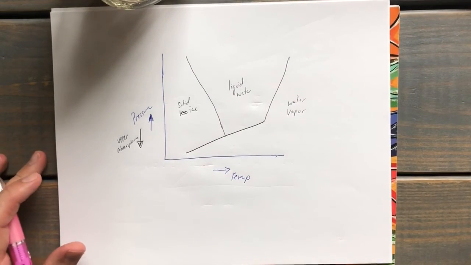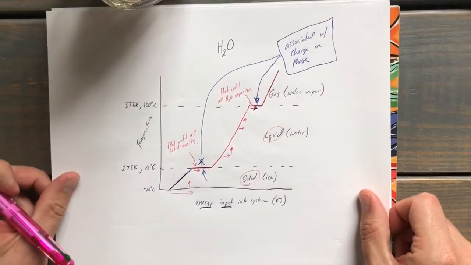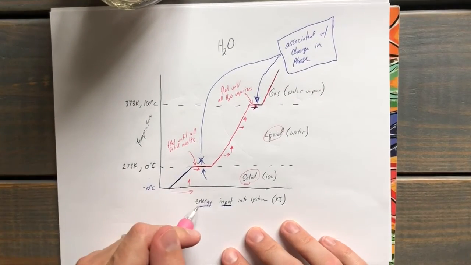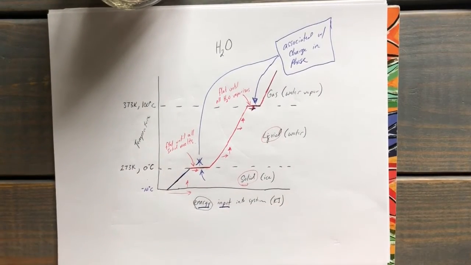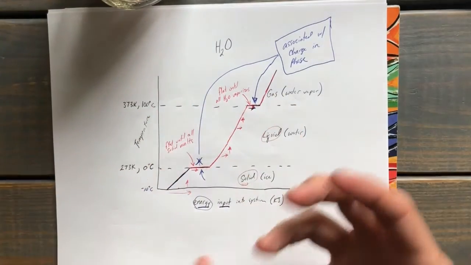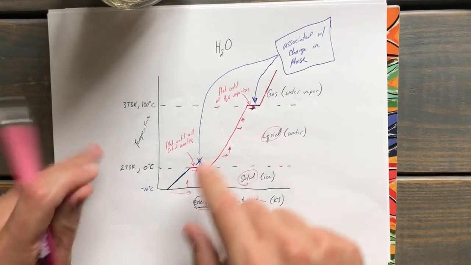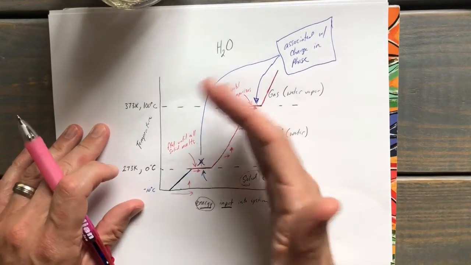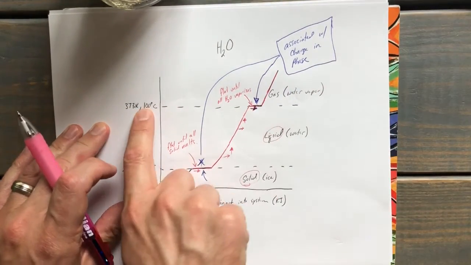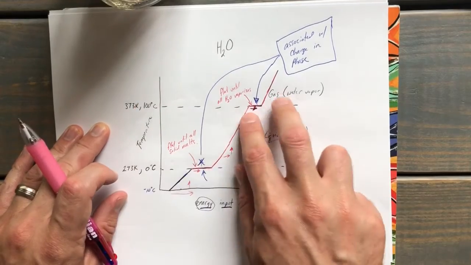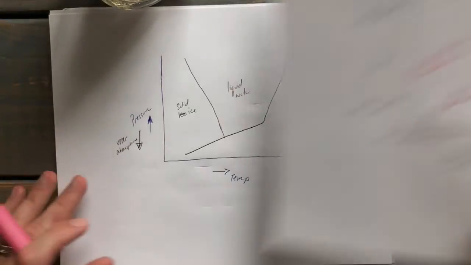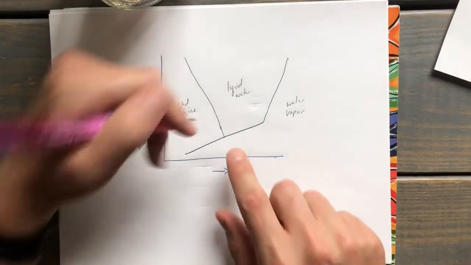So latent heat was that process by which we added or took away energy from the molecules. But that was not associated with a temperature change, it was associated with a phase change. So let's talk about this.